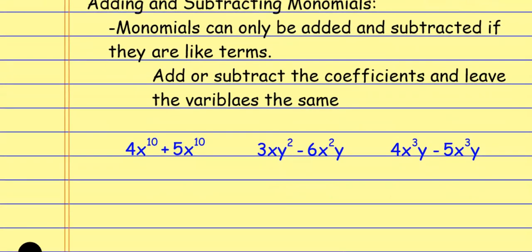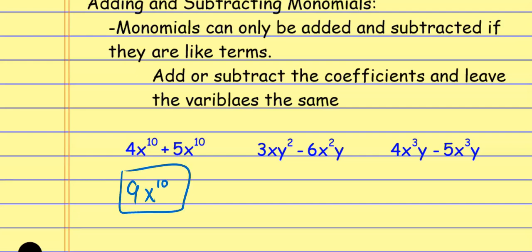For example, if I look at this guy, 4x to the 10th plus 5x to the 10th, those are like terms because they have the same variable and the same exponents. So because they're like terms, I can add them up. I just do the 4 plus 5 is a 9. And then the variable part stays the same, 9x to the 10th.